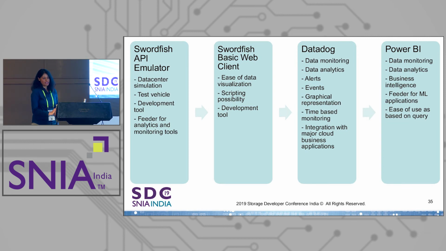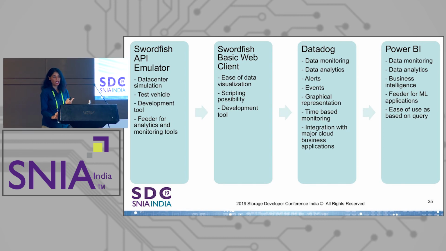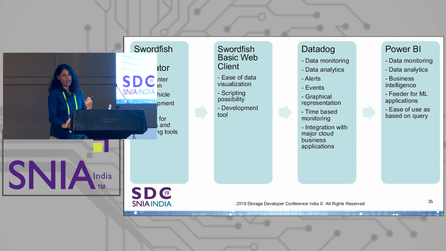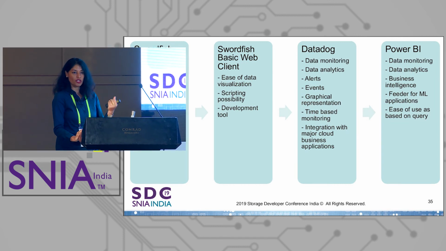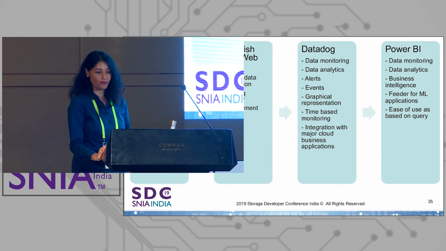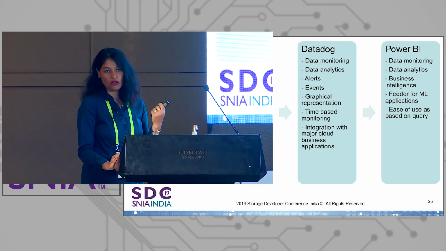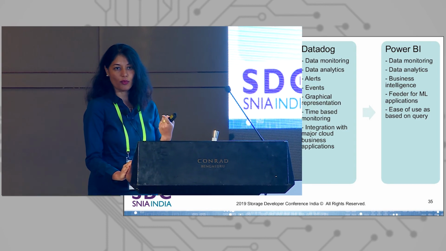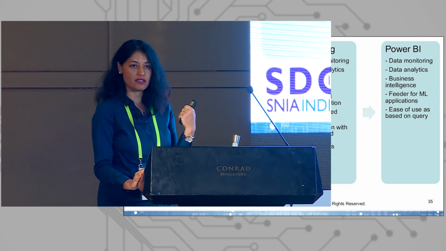Let's move on to the tester. A tester can use the Swordfish API emulator to test and see how an actual system would look. Again, you can make changes to simulate a data center environment. The basic web client again gives you an easy tool. Scripting is possible in the basic web client. You can even use client software to link with the basic web client and show the whole data on a browser. Datadog can also be used for monitoring and analytics, as I spoke about alerts. Again, the tester can use all these things.